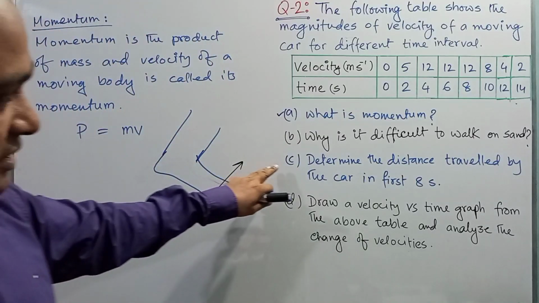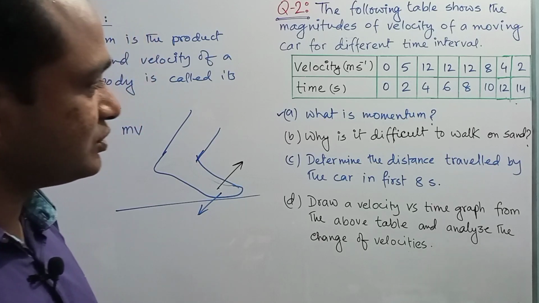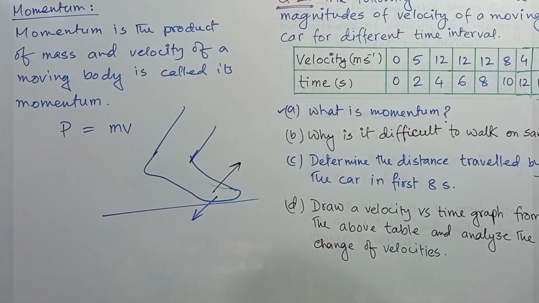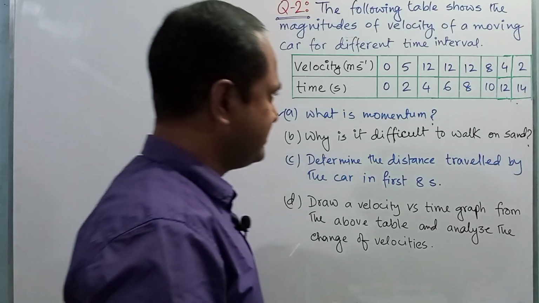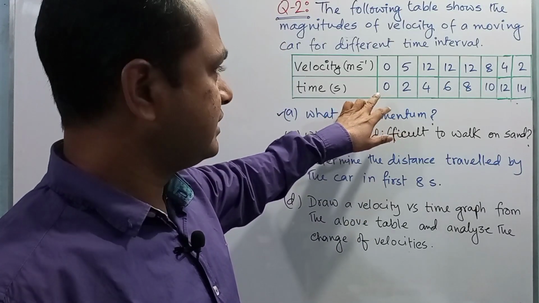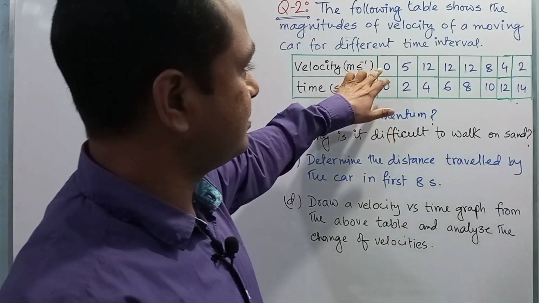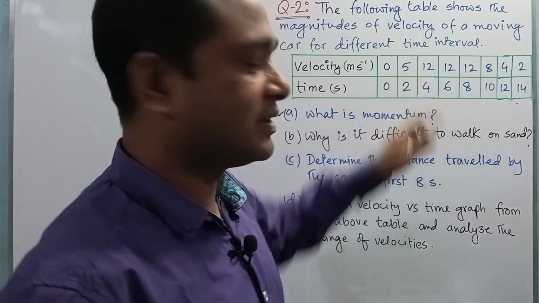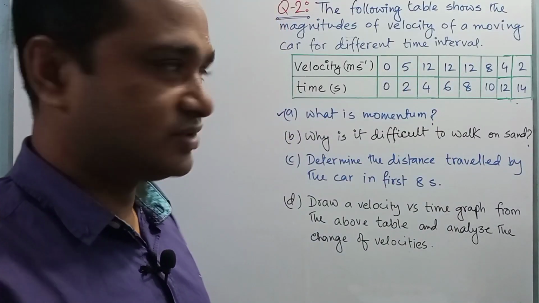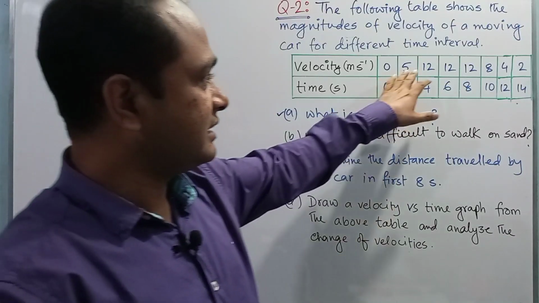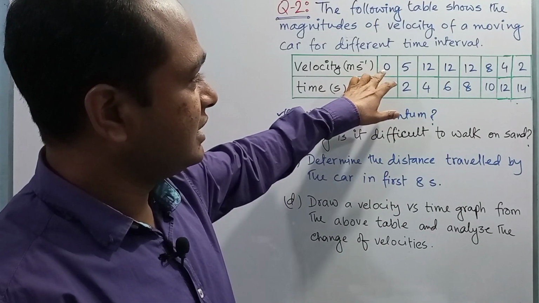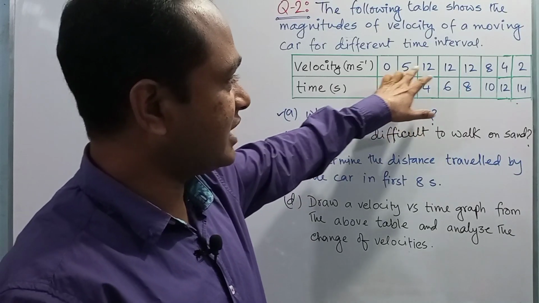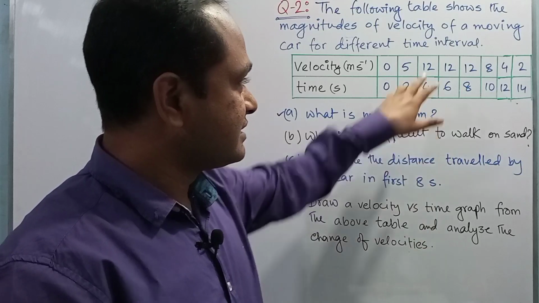Now we are going to solve our question C, that is we have to determine the distance traveled in the first 8 seconds. Okay, from the graph we can see that in the first 2 seconds, that is when time increases from 0 to 2 seconds, the velocity increases from 0 to 5, right? And in the next 2 seconds, that is the time interval from 2 to 4 seconds, the velocity increases from 5 to 12. So the increase of velocity in the first 2 seconds and the next 2 seconds was not the same.